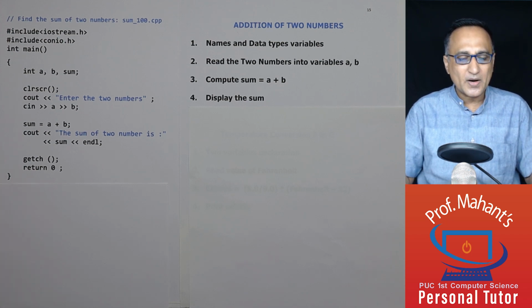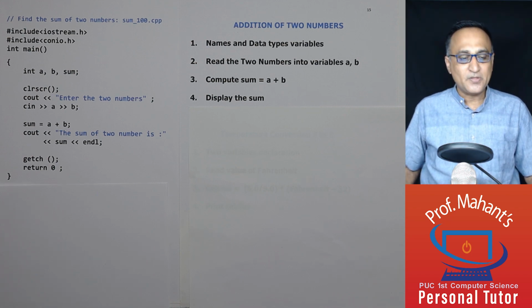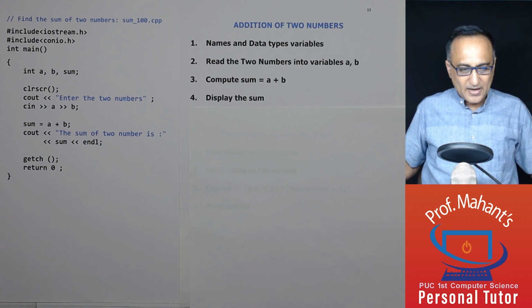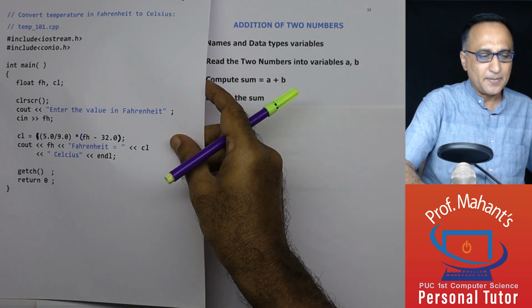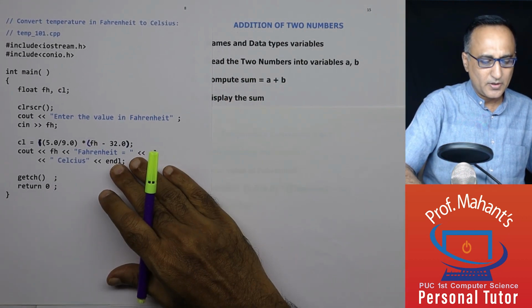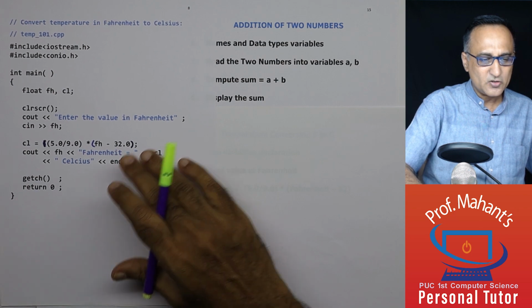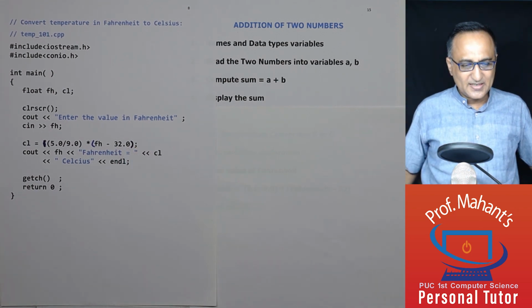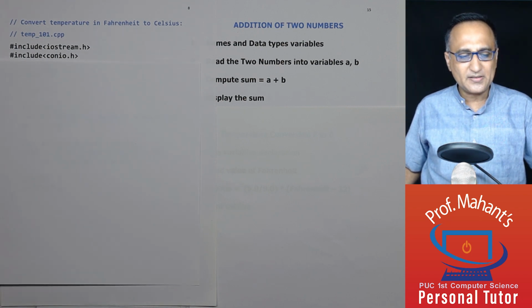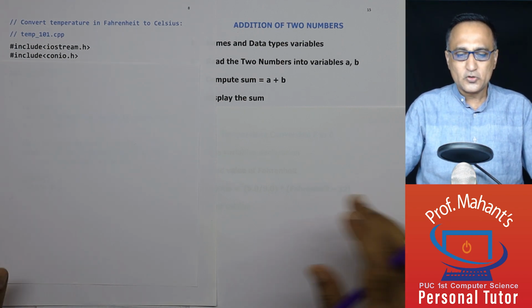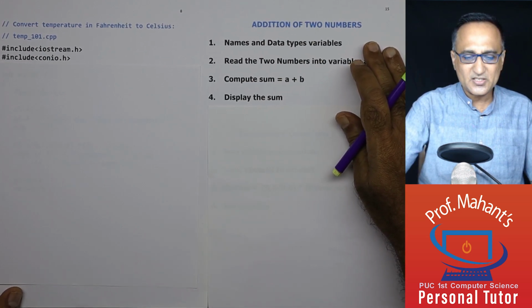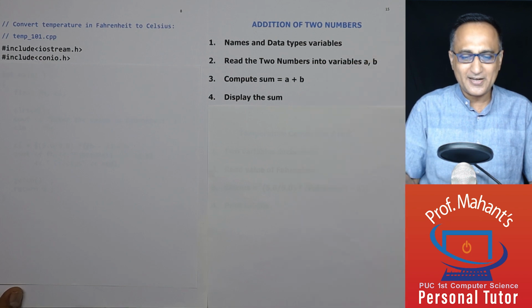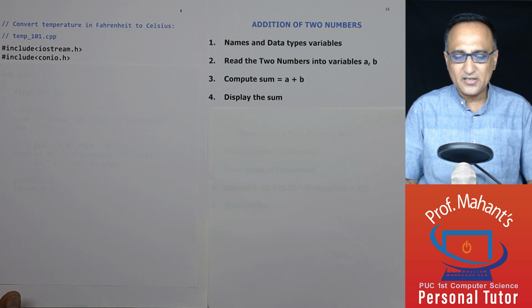So I hope you understood how to read numbers and how to find the sum of two numbers. Now I shall take a look at how we go about converting the temperature in Fahrenheit to temperature in Celsius. Again, we shall first discuss the logic and then take a look at this particular problem. So in order to convert the temperature from Celsius to Fahrenheit, or sorry, from Fahrenheit to Celsius, let's take a look at the logic.